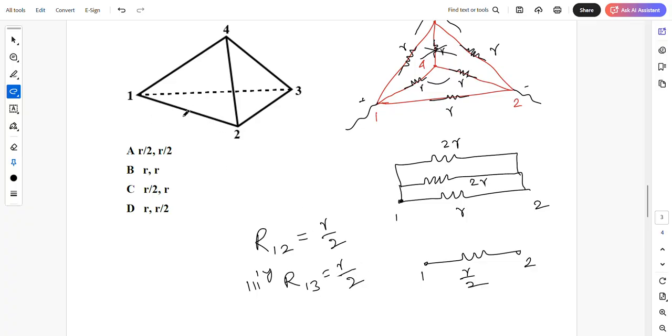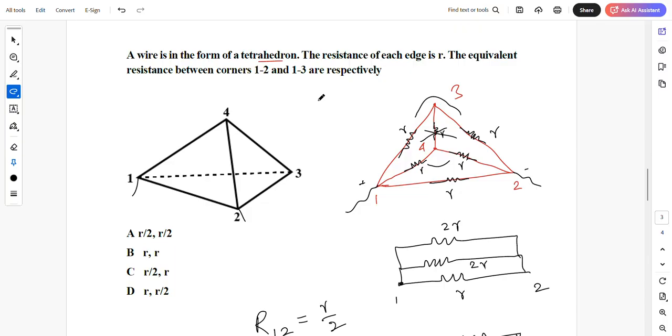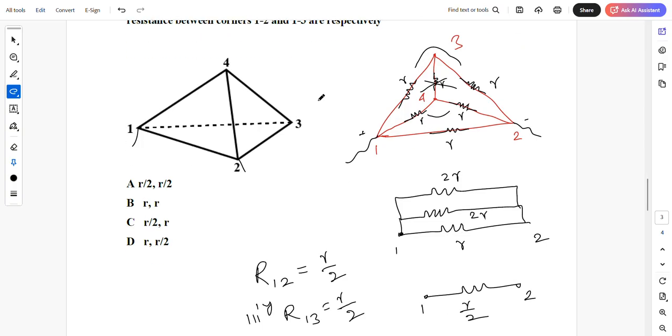Between edges, whatever it is between 1 and 2, the same will be for 1 and 3 also, and the same will be for 2 and 3. That is between edges of a tetrahedron. R by 2 is the right answer. Understood?